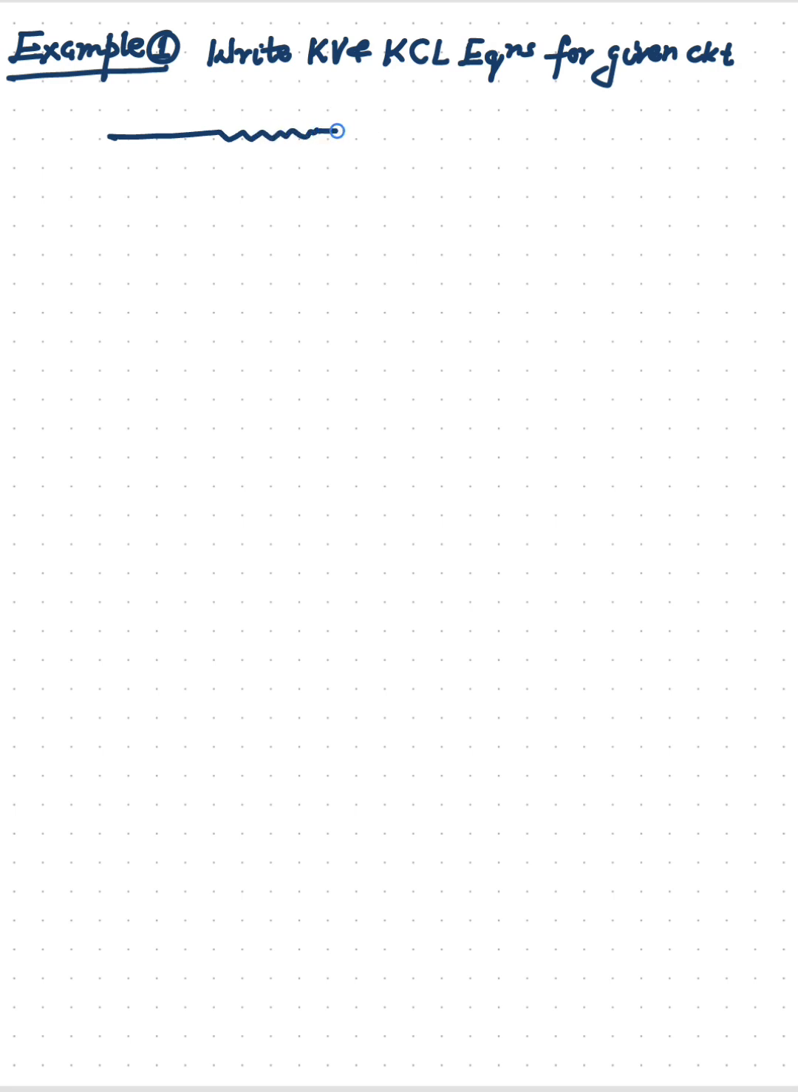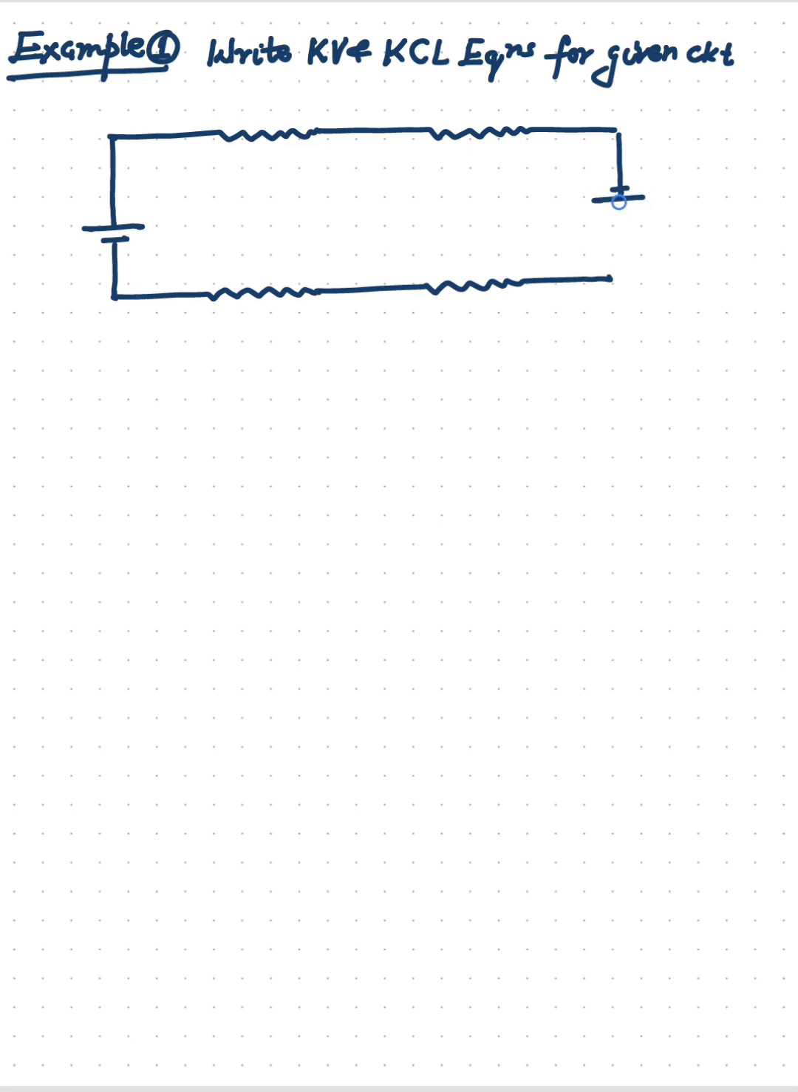This is one resistance. This is another resistance, and one battery is connected here. This is another resistance. This is one another resistance, and here this is one battery, and here one resistance is connected, and one battery is connected here.